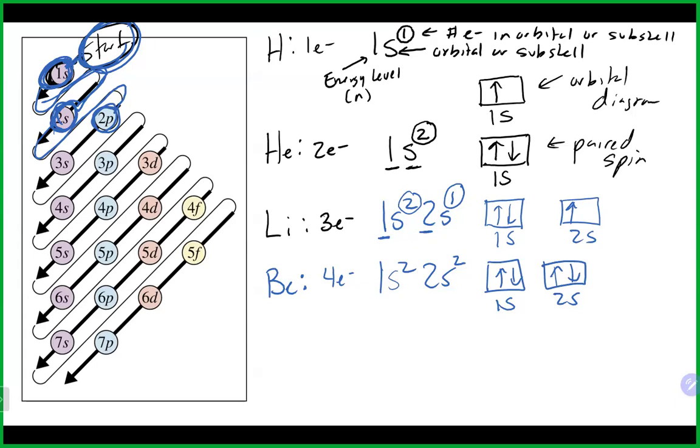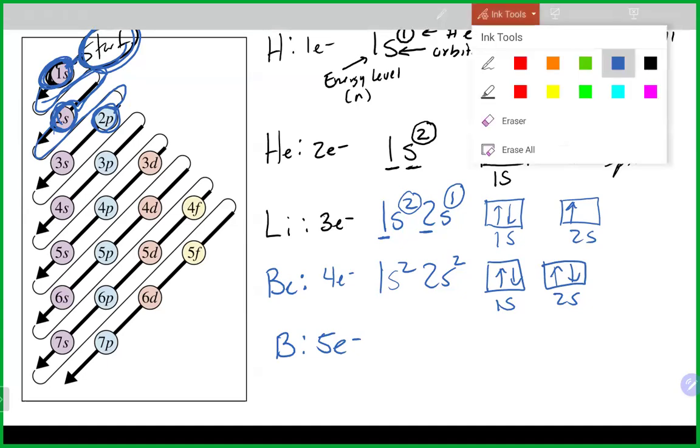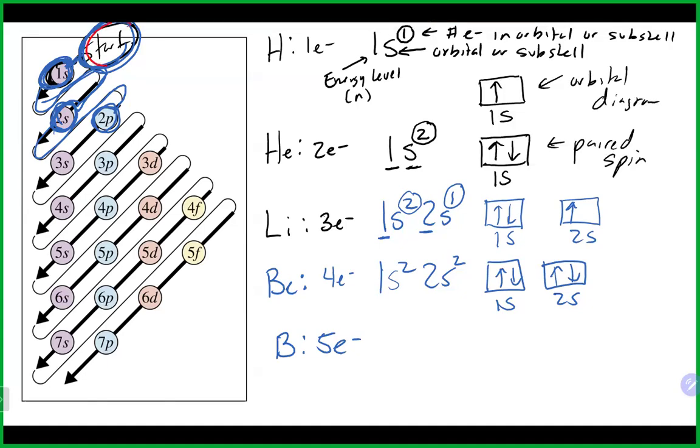Let's do number 5, which is boron. Has 5 protons, has 5 electrons. Once again, always starting back up here on top. So 1s2, zigzagging back, 2s2 there, zigzagging back, and now 2p1, yeah?